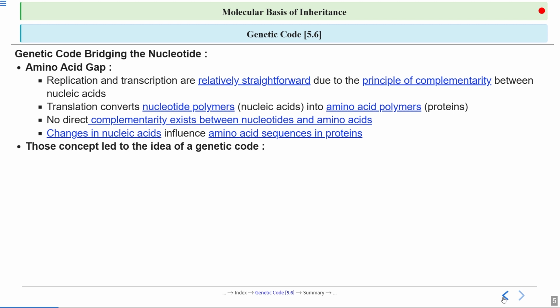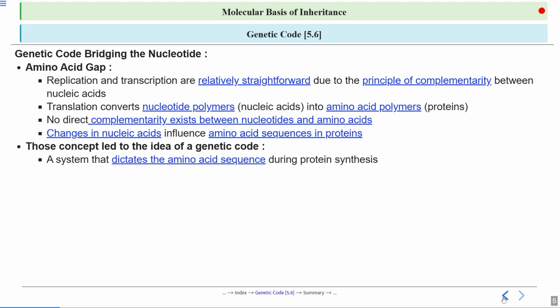Those concepts led to the idea of a genetic code. So now scientists started thinking about how this is possible. We don't know any complementarity rule that exists between the nucleotide and amino acid, but we know that if there is any change in the nucleic acid, it is going to influence the amino acid sequence in protein. So how has it been possible? This concept led to the idea of what? Of genetic code, a system that dictates the amino acid sequence during protein synthesis.